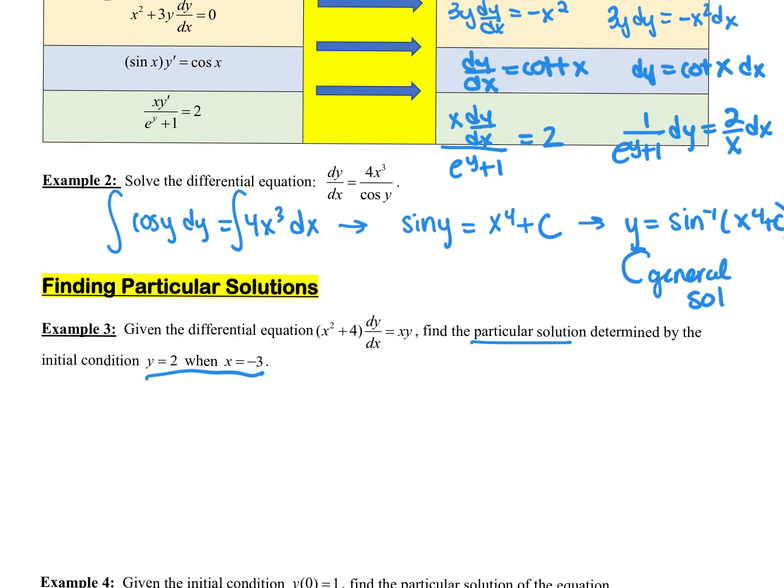So separate your variables. So it might be a little bit tricky. Try to separate your variables.